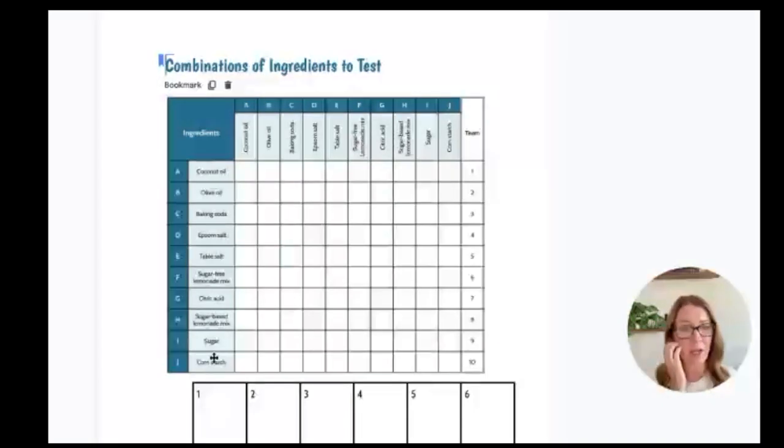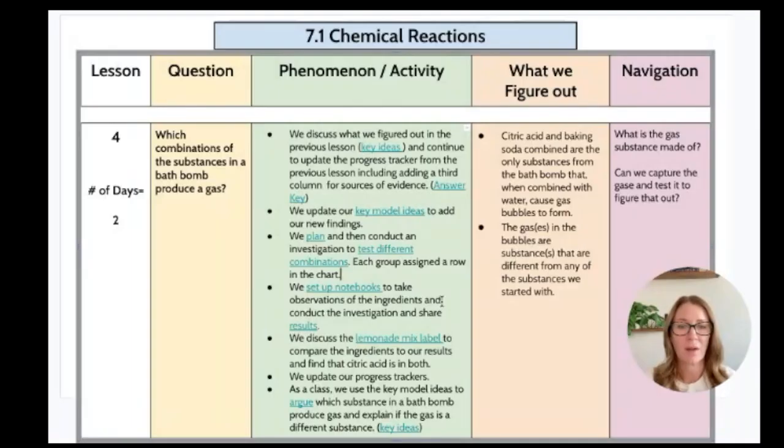You will share out class data, and you're going to find a pattern. So the teacher guide said to set up notebooks to take observations, but I would say usually I just provide a handout, let them write on the table, and then put it in their notebook later. Depends on your strategy or materials management. But then you're going to conduct the investigation and share the results.